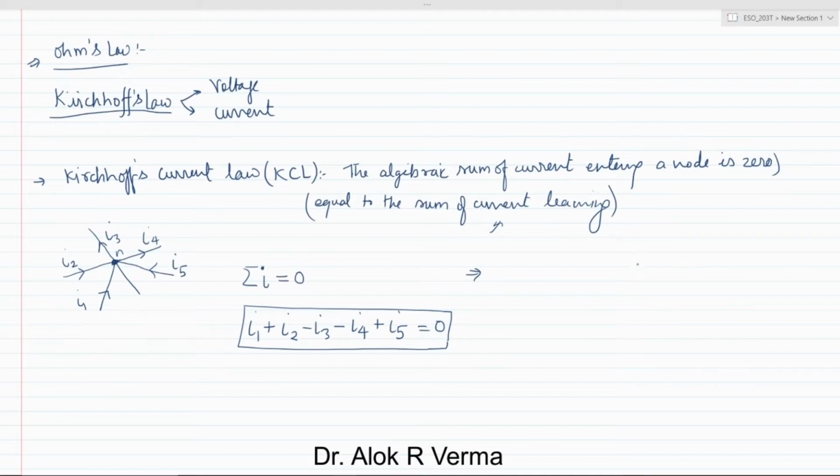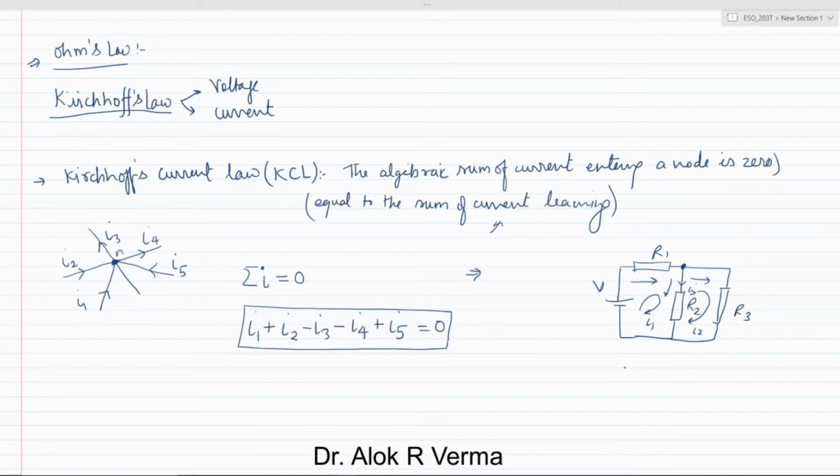Suppose I draw some circuit, let us assume an older type of circuit with two loops and one source. This is the approximate representation: R1, R2, R3, the voltage V. There is a node right here. The current which is entering from here will go in this direction, then this direction. Suppose here it is I1 and here it is I2, and I3 is going in this branch.